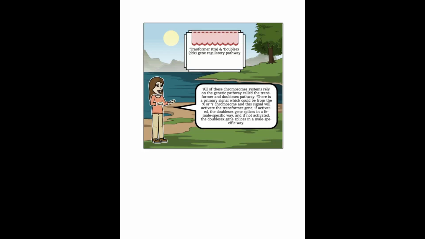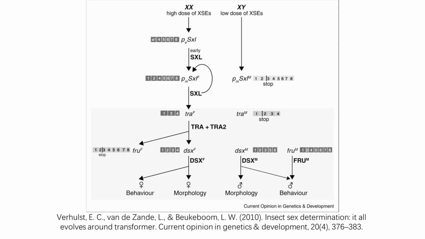All of these chromosome systems are built on what we call the transformer and doublesex gene pathway. These genes are like the master switches that control sex determination in insects. This is how it works. Firstly, there is a primary signal, which could be the number of X chromosomes or a specific gene on the Y chromosome. This signal determines whether the transformer gene gets activated or not. If activated, it causes the doublesex gene to splice in a female specific way, producing female characteristics. If the transformer isn't activated, doublesex splices in a male specific way, creating a male insect.